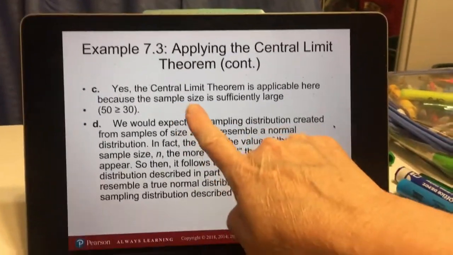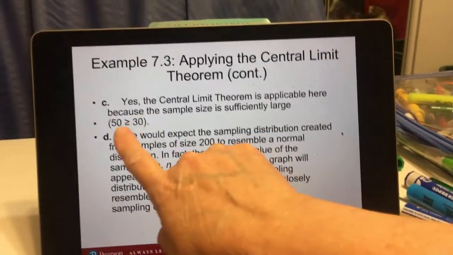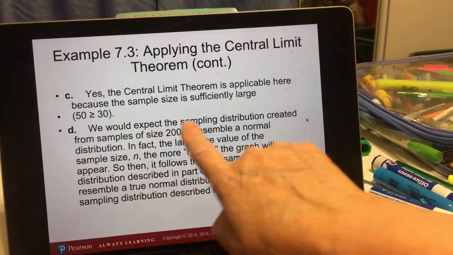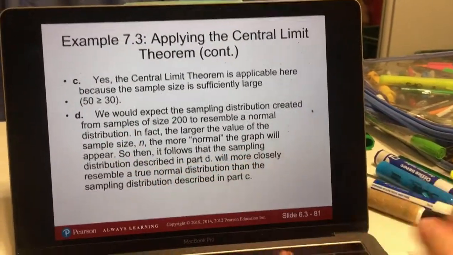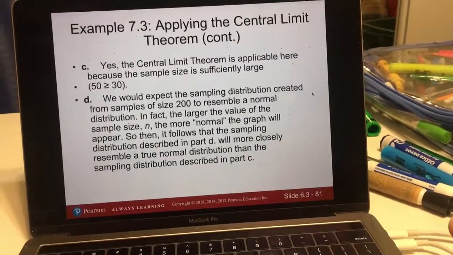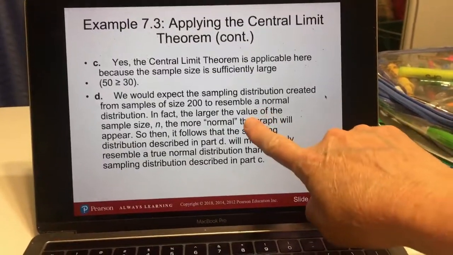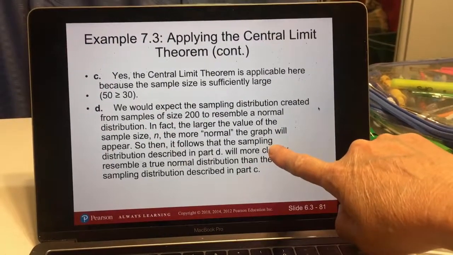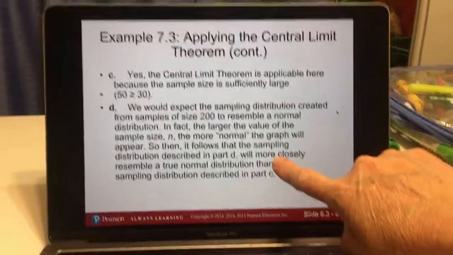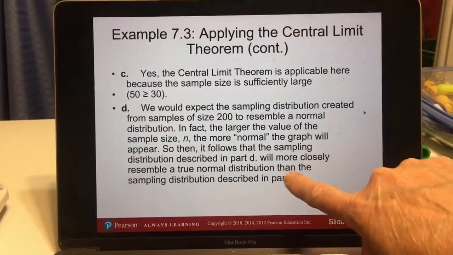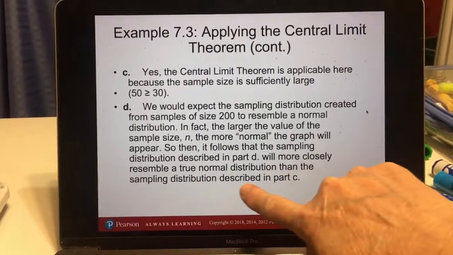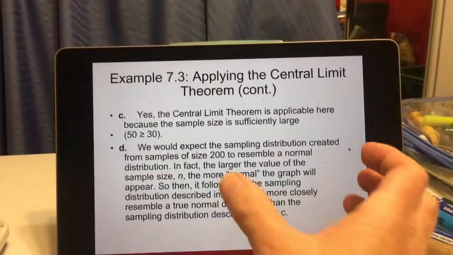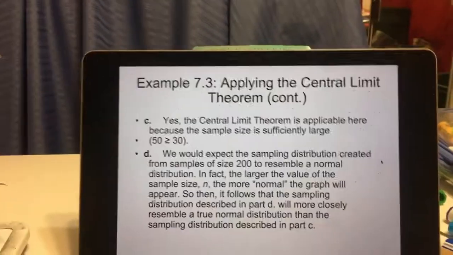All right, so here is the answer. Yes, in C, we can use the central limit theorem because 50 is greater than 30. We would expect the sampling distribution created from samples of size 200 to resemble a normal distribution. In fact, the larger the value of the sample size, the more normal the graph will appear. So it follows that the sampling distribution described in Part D will more closely resemble a true normal distribution than the sampling distribution described in Part C. They didn't talk about the standard deviation coming in, but it really does.